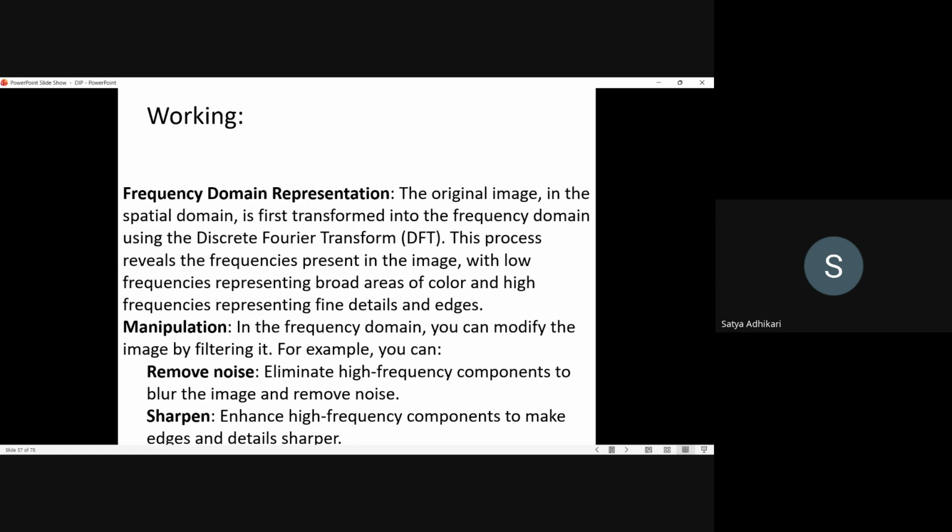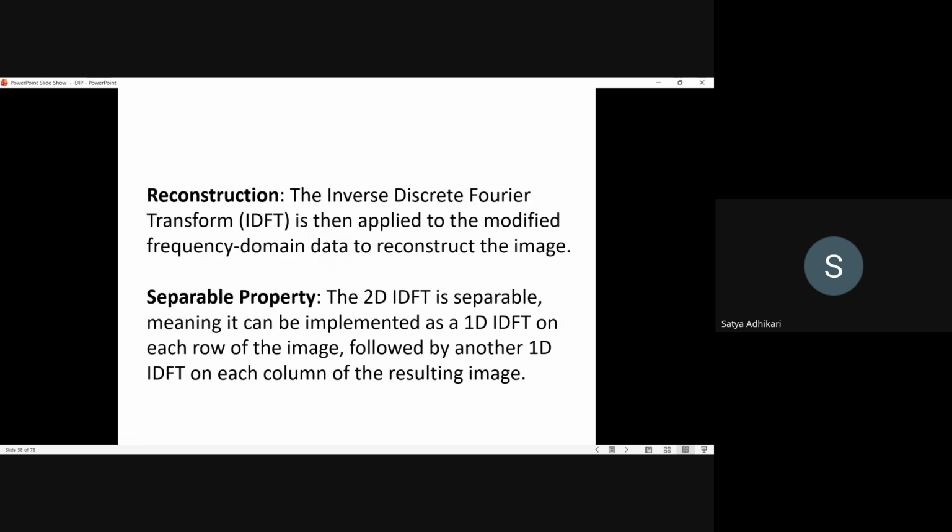In the frequency domain, we can modify the image by filtering it. We can apply different filtering methods and techniques. For example, we can remove different types of noise from the image. Besides that, we can do edge sharpening of the image. Besides these two operations, we can also reconstruct it. The inverse IDFT is then applied to the modified frequency domain data to reconstruct the image and get the data back in its original form.